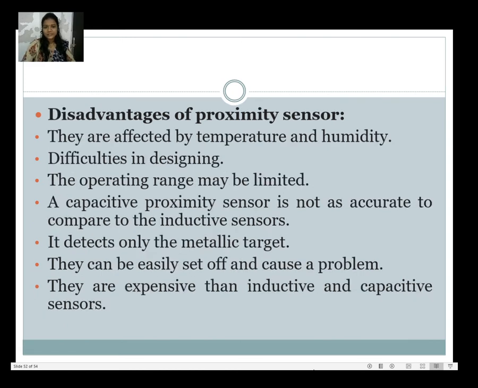Then the disadvantages are that they are affected by temperature and humidity. They are difficult to design. The operating range may be limited. Okay, so these are some disadvantages of proximity sensors.